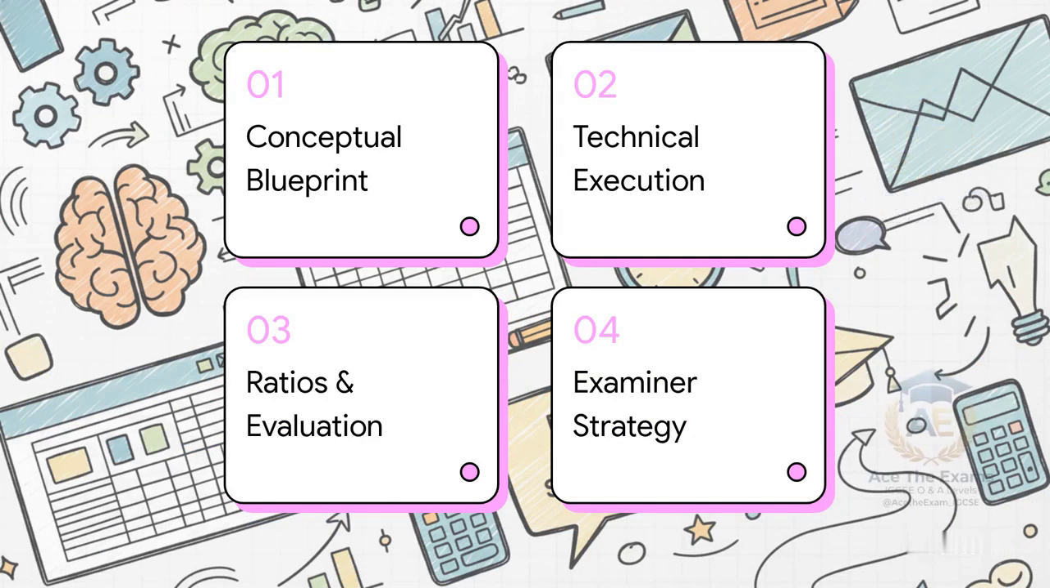Okay, here's our rapid-fire roadmap for today's explainer. First up, we'll nail down the A-star conceptual blueprint. Second, we move into advanced technical execution. After that, we're tackling Assessment Objective 3, diving deep into ratios and evaluation. And finally, I'm giving you my direct examiner insights and strategy.